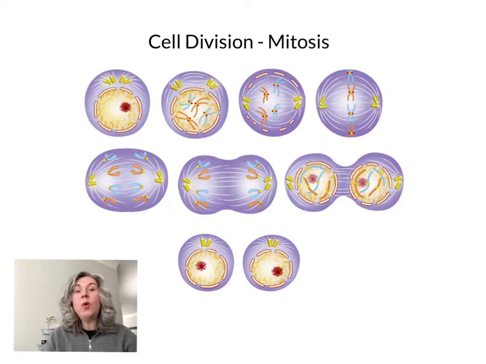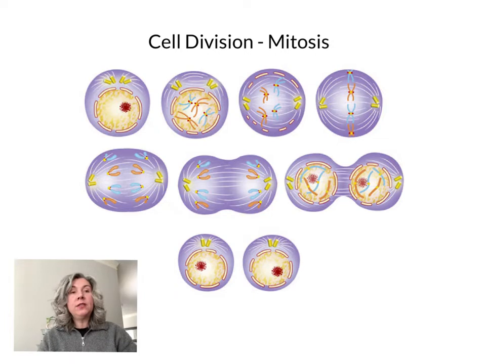In this tutorial, we are going to look at cell division, and specifically, we're going to focus on a type of cell division called mitosis. Now, mitosis happens in somatic cells. A somatic cell is a body cell, and the purpose of mitosis is for growth and maintenance.